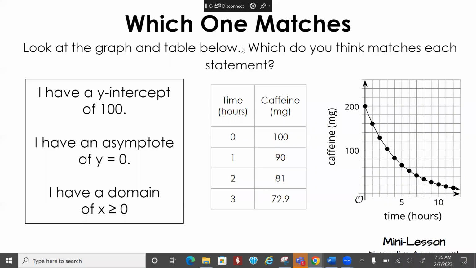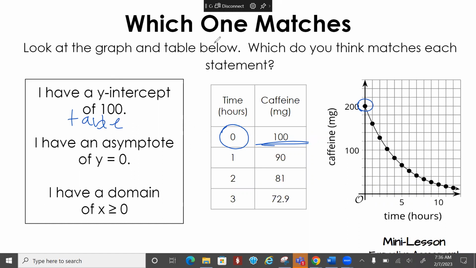Look at this graph and table below. Which do you think matches each statement? Okay, I have a y-intercept of 100. Does the table or the graph have a y-intercept of 100? Somebody said it. Table, okay? And how do we know that? Well, look at it. When x is 0, what's y? So this guy has 100. This guy has 200. Boom.